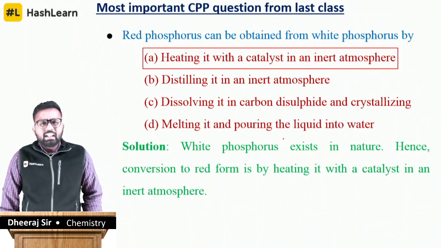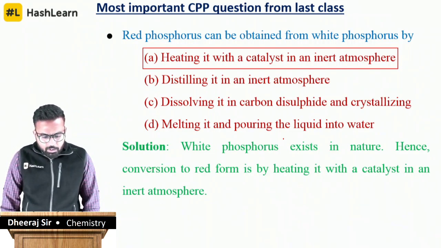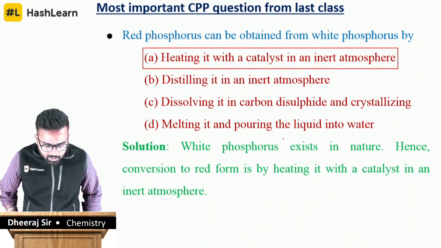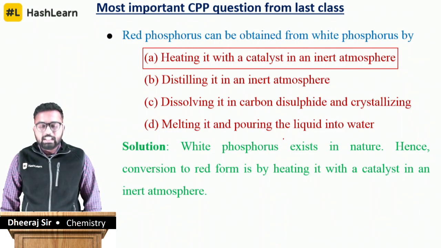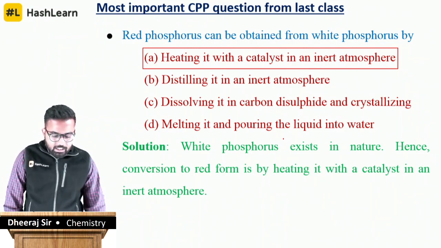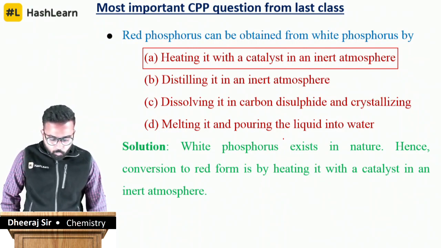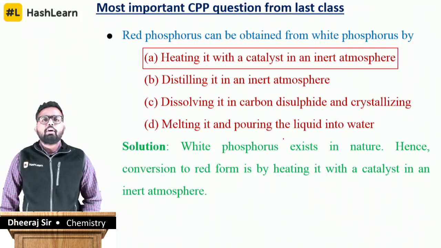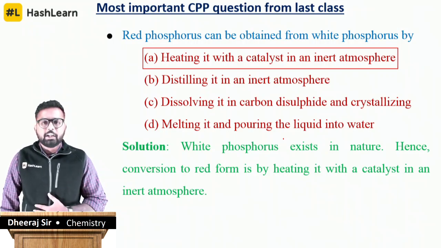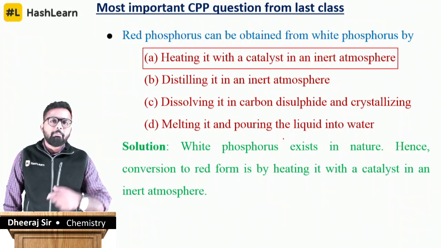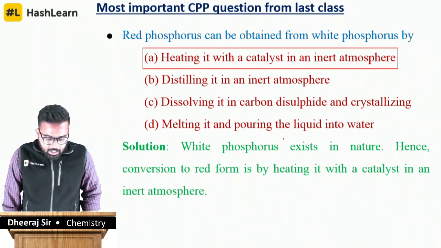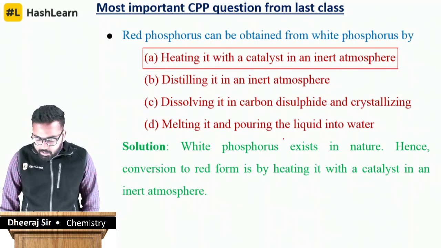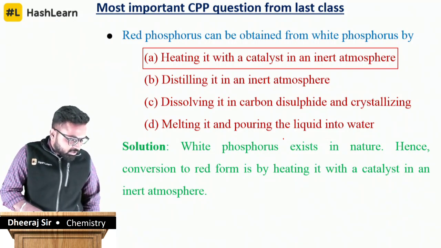So it is theoretical. The options were: heating it with a catalyst in an inert atmosphere, distilling it in an inert atmosphere, dissolving it in carbon disulfide, that's CS2, and crystallizing, or melting it and pouring the liquid into water. You should know that white phosphorus is something that naturally exists in nature. White phosphorus can be converted into red phosphorus by heating it in the presence of a catalyst, which is usually an active metal. So that's the answer.